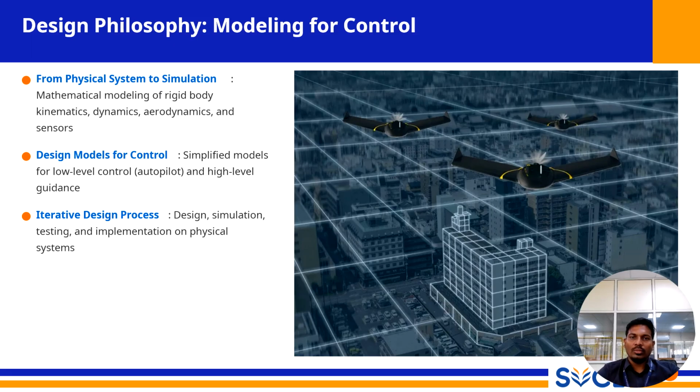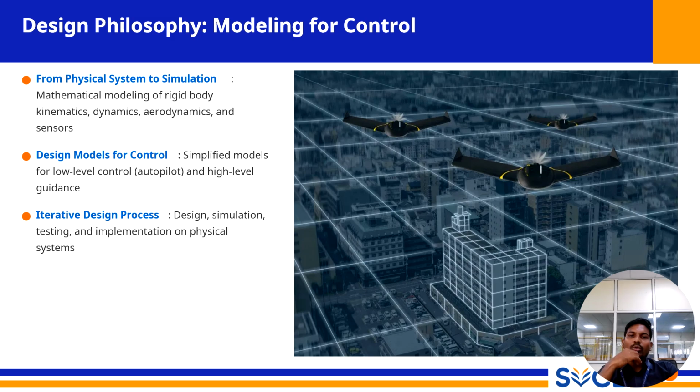For high-level guidance systems like the path planner we discussed earlier, we can use an even simpler model. For example, we might model the drone as a single point in space, ignoring its orientation entirely, because for long-range path planning, only its position and velocity are relevant. The key is to strategically simplify reality to create a model that is just complex enough for the task at hand, but no more.